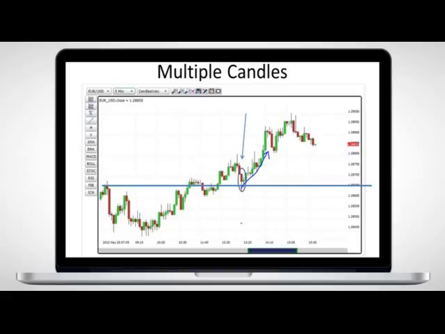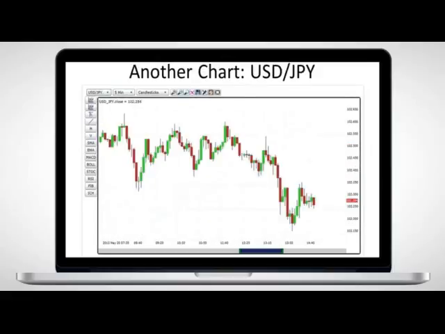So we've talked about a lot of things on this EUR-USD chart. Let's take it over to another currency pair, another chart. This is a chart of US dollar versus the yen. And again, it's a 5-minute candle over a 1-day period.